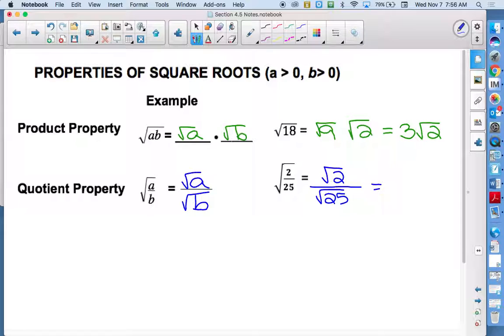So Maggie, this would become what? The square root of 2 over 5. Yeah. So the number changes because it's a perfect square. So the radical part is gone because the square root of 25 is 5. So the radical is gone. Questions?